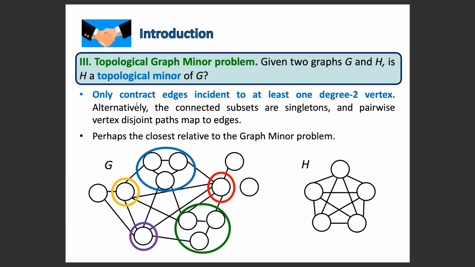Alternatively, you can think about it as if the connected sets are singletons, so we just map vertices to vertices, and when we map edges, the edges in H can be mapped to paths in G, and the paths should be vertex disjoint. So maybe this problem can be thought of as the closest relative to the graph minor problem.